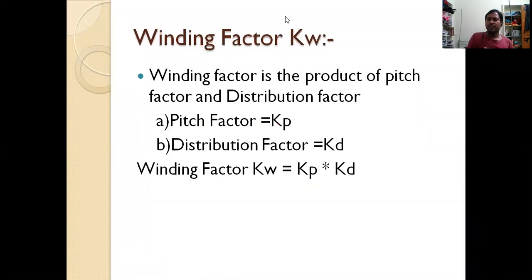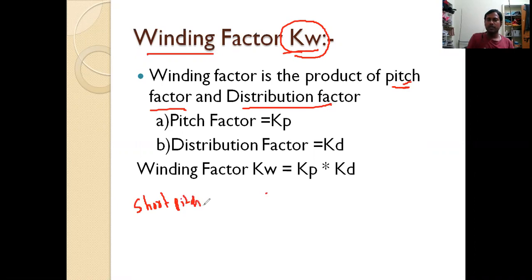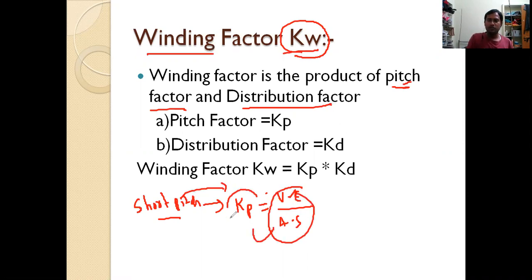So next one is the winding factor. The winding factor is nothing but Kw. The winding factor is the product of the pitch factor and the distribution factor. I already discussed the short pitch winding. Because of the short pitch winding, Kp will come. Kp is the ratio between the full pitch winding, which gives the arithmetic sum, and the short pitch winding, where a vector sum will be present. This ratio is called the pitch factor.